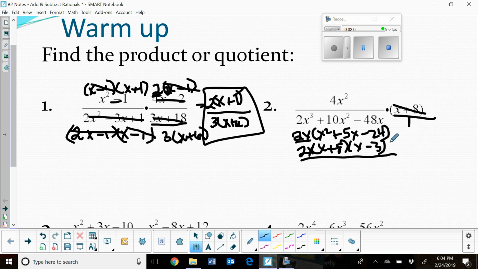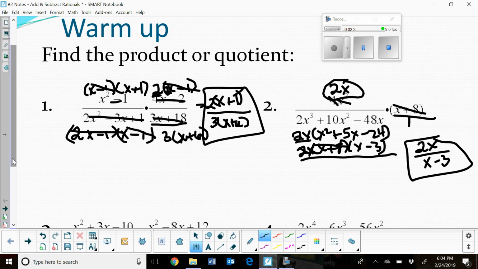So I'm going to cancel the x plus 8 and the x plus 8. And then I'm going to take a 2 out of this 4. I'm going to cancel it with that 2. And then I'm going to take an x out of this one because I'm canceling with that one. So that's just going to leave me with 2x. So what's my final answer? Well, in the numerator, I only have a 2x. And then in the denominator, I have an x minus 3. And there is my final answer.